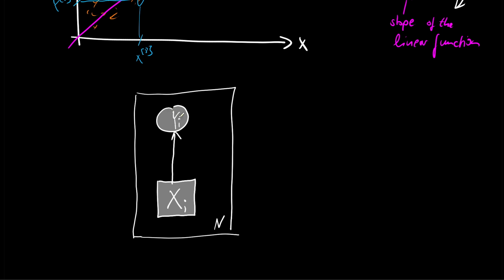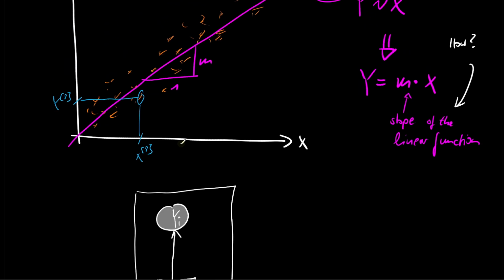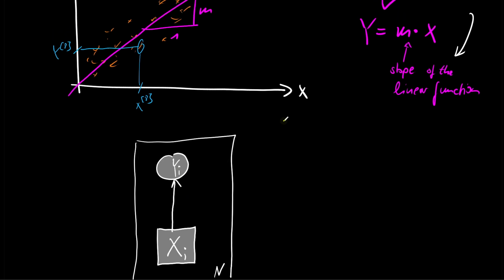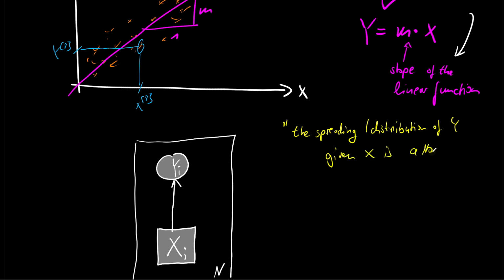And the big question is now, where does the probability come in? And the idea is that the spreading of the y points based on x is given by a normal distribution. So let me note that down. I will use some quotation marks here. So the spreading or the distribution, let's say the distribution of y given x is a normal distribution. And that is an assumption that we make here, but it is an assumption that you will often find when you derive these least squares losses.